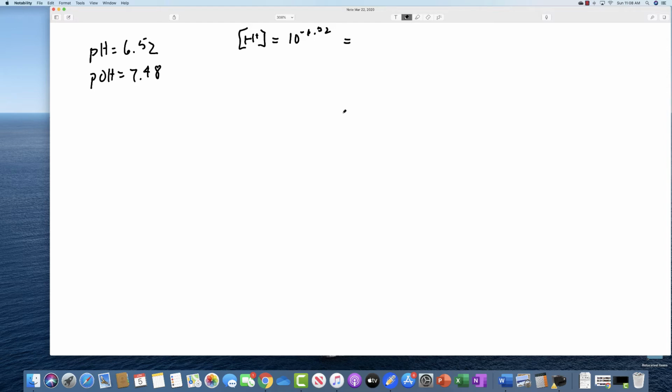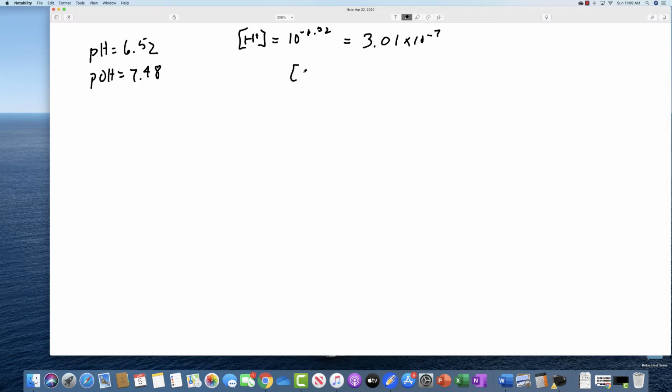Well, your calculator has a function which is x to the n, or the inverse log. And if you don't know how to do that, you can ask your parents to help you with that. Actually, there's a function on my calculator that has 10 to the x, and you just put x in there. So you put 6.52, and it's a negative. Push your 10 to the x button, and it's 3.01 times 10 to the minus 7.